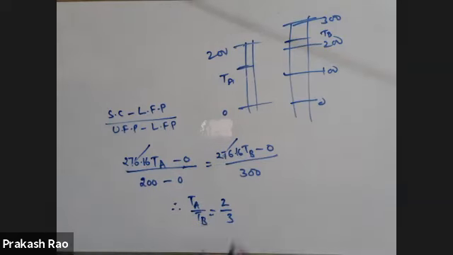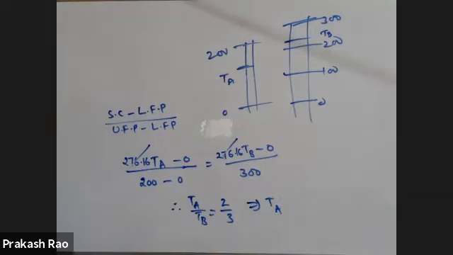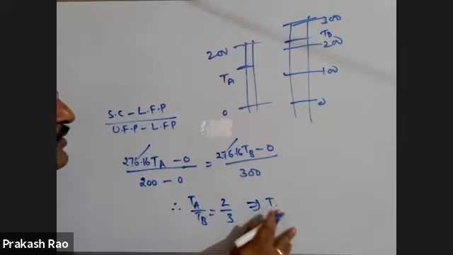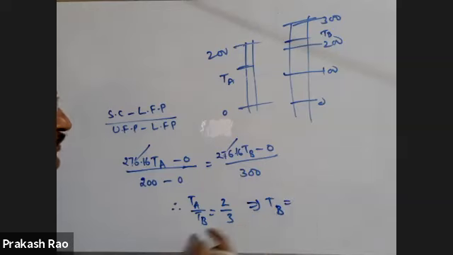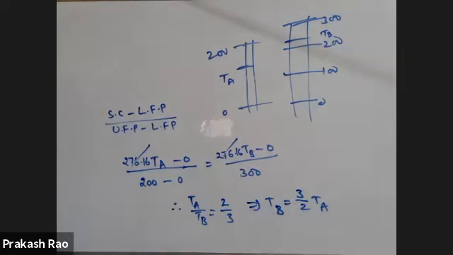Moving this 2 to the other side, TA is equal to, or TB is equal to how much? TB is equal to 3 by 2 TA. This is your answer. To whom I ask, they should show the solution to me.